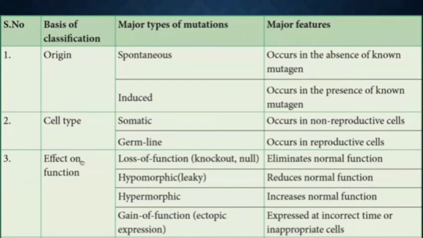So these are the effects on function, the results after the mutation. The first one, loss of function, eliminates normal function. Hypomorphic reduces normal function. Hypermorphic increases normal function. Gain of function means expressed at incorrect time or inappropriate cells.